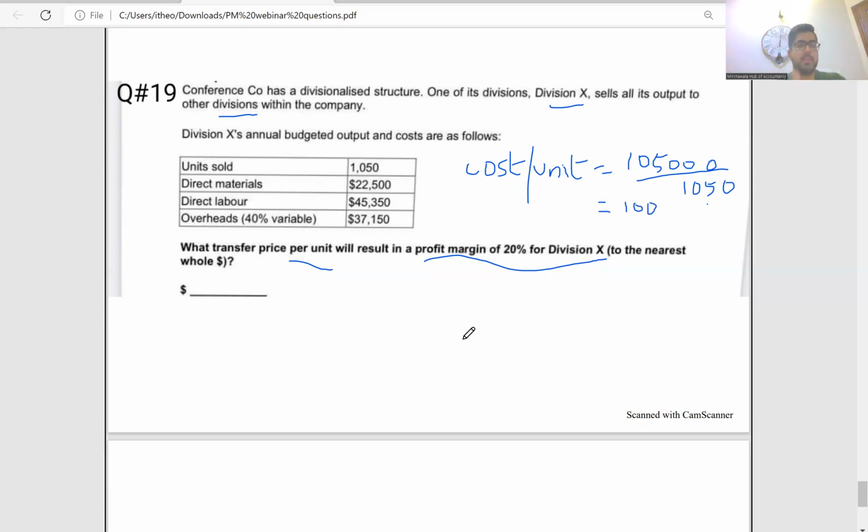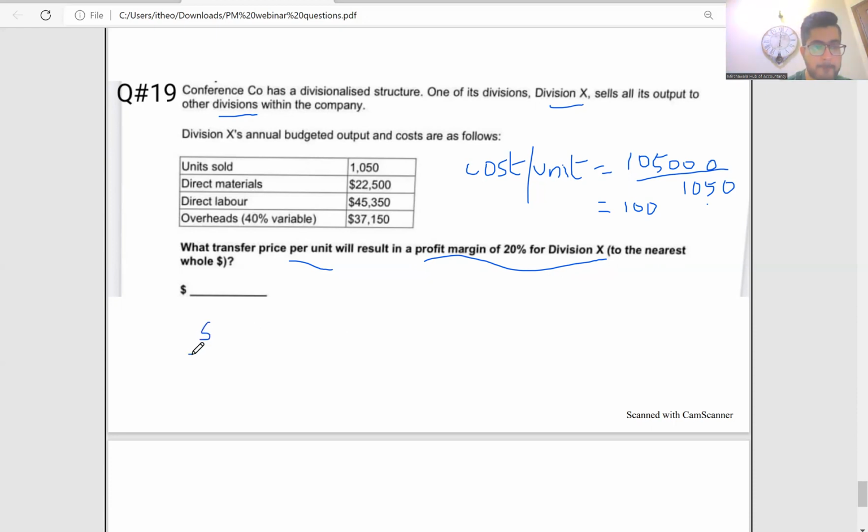Okay. It has a divisionalized structure. One of its divisions sells output to other divisions. Its output is 1050. The cost is 105,000. So cost per unit is 100. What transfer price per unit will result in a profit margin of 20%? It wants to keep a profit margin of 20%.